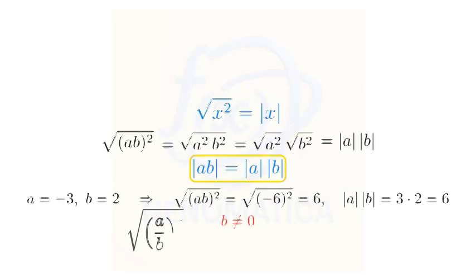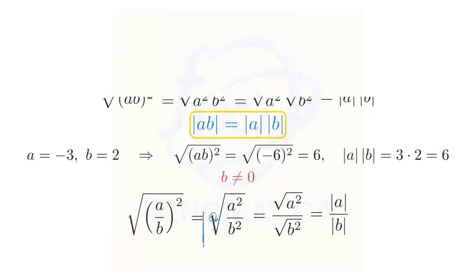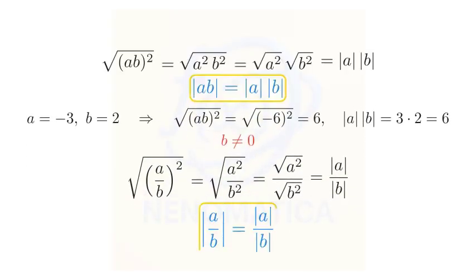Property 2. For b not equal to 0, take the square root of (a over b) squared. Rewrite as the square root of a squared over b squared. Then split a quotient inside square roots into a quotient of square roots. Each becomes an absolute value. That gives the absolute value of a over b equals the absolute value of a over the absolute value of b.